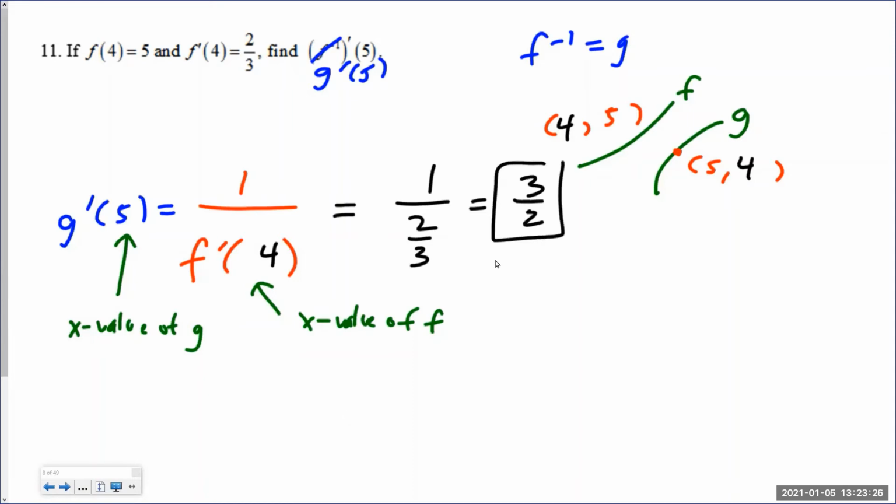Be careful, guys. A lot of times when people flip it, they add a negative for some reason, or they take away the negative. The negative stays if it's there. If it's not there, you don't add it. Okay, so this is just flipping it.